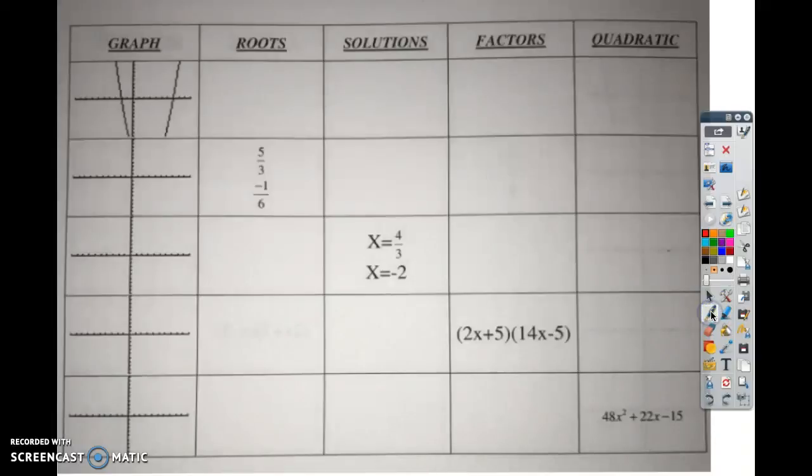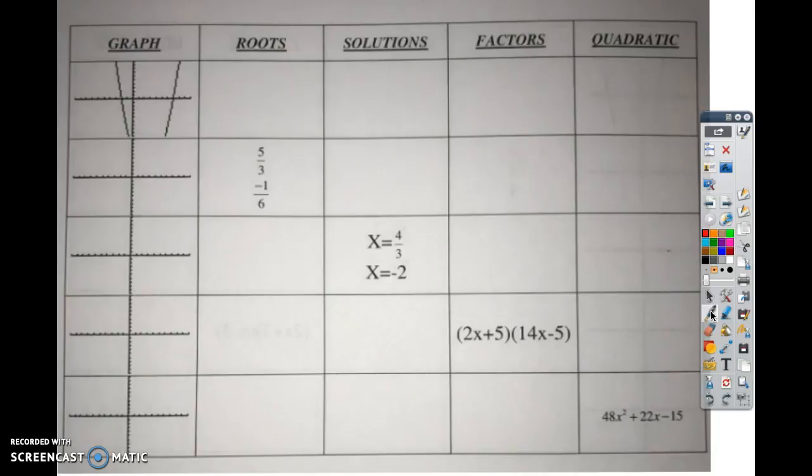Okay, so this is the worksheet that you are doing today. Hopefully you did really good on your quiz. And this sheet is just like the sheet that we did last time, except now it has fractions. So if you look at the roots, the solutions, the factors, and the quadratics, all of these have fractions.